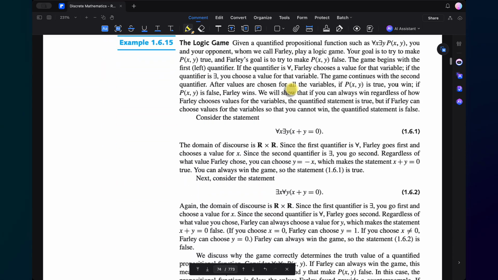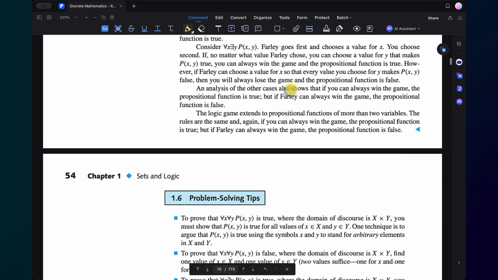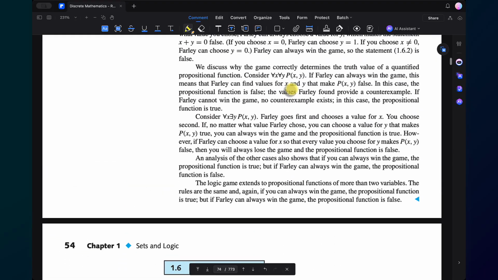That should do it. I've assigned some problems in 1.6 that you'll want to take a look at, and that'll help you get used to the idea of nested quantifiers, because they do come up quite a bit in mathematics and in many things. So, okay, thank you. Hopefully that helps.